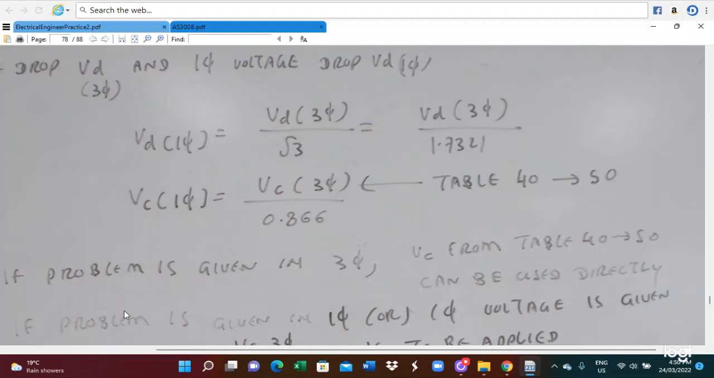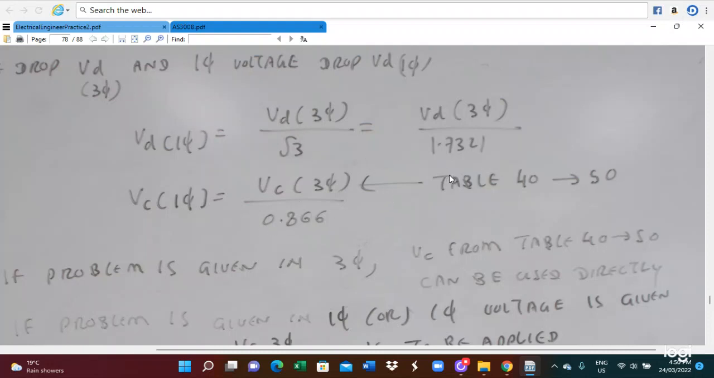Usually you get the Tables 4D0 to 4D10. Those tables are for the three-phase value as given. So based on the three-phase value, if the problem is single phase, the three-phase value can be converted to single-phase value by using this formula. And similarly, there is a relationship between single-phase voltage drop and three-phase voltage drop. Single-phase voltage drop is the three-phase voltage drop divided by √3, or the single-phase value is the three-phase value divided by 0.86. So this is the way.